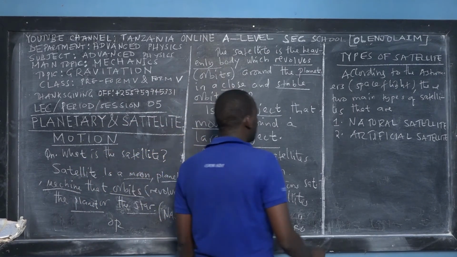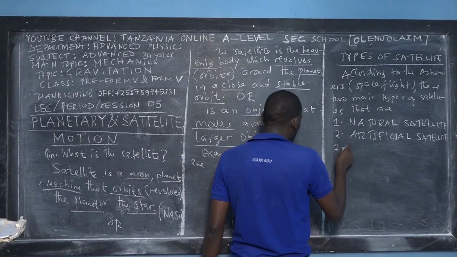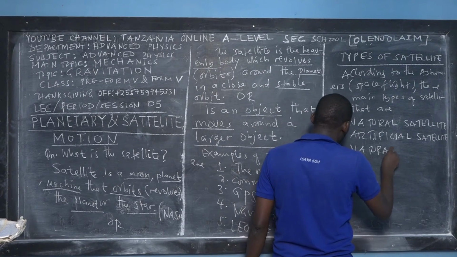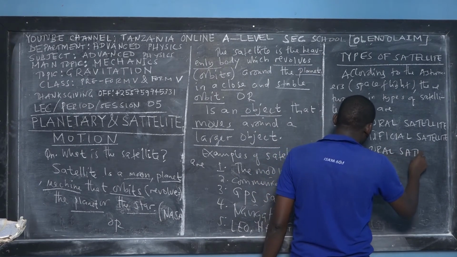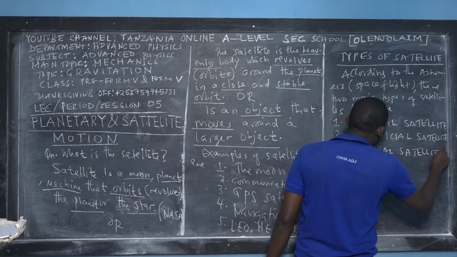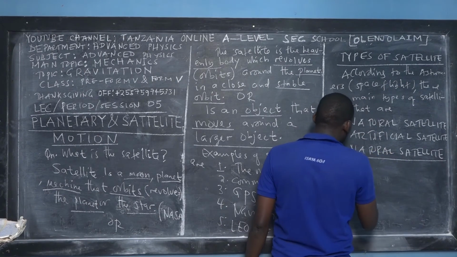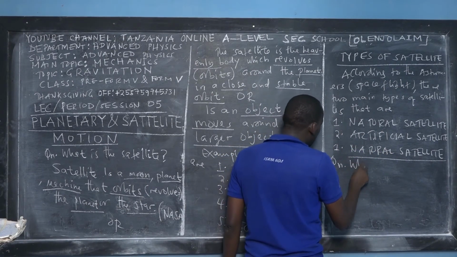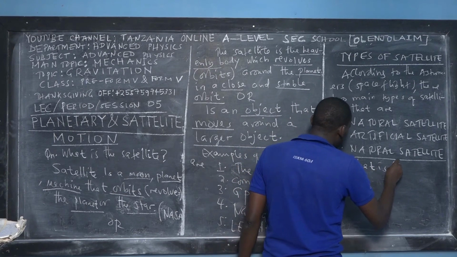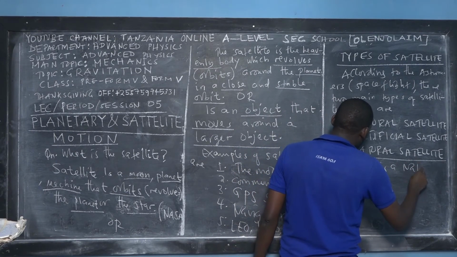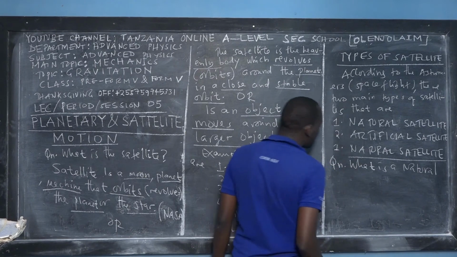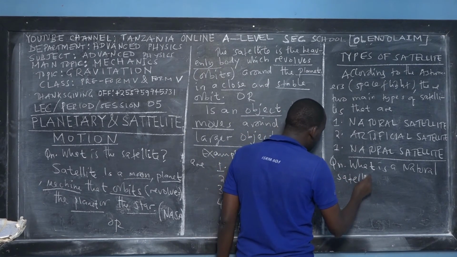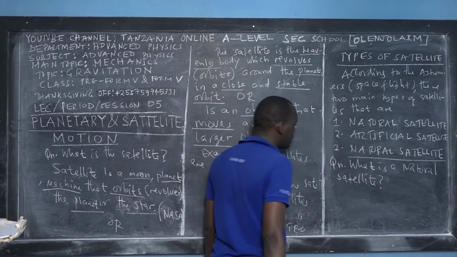So let us start with the first type. The first type is what? Natural satellites. Say natural satellites. And the basic question we have there: what is a natural satellite? What do you mean when you say that a satellite is natural?